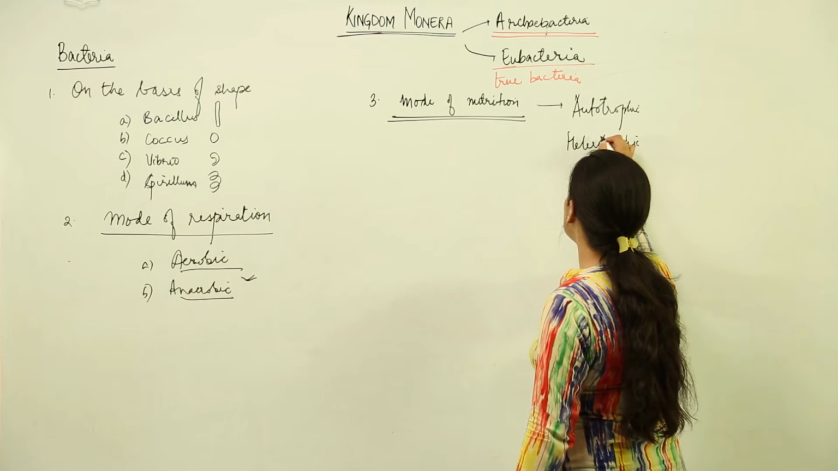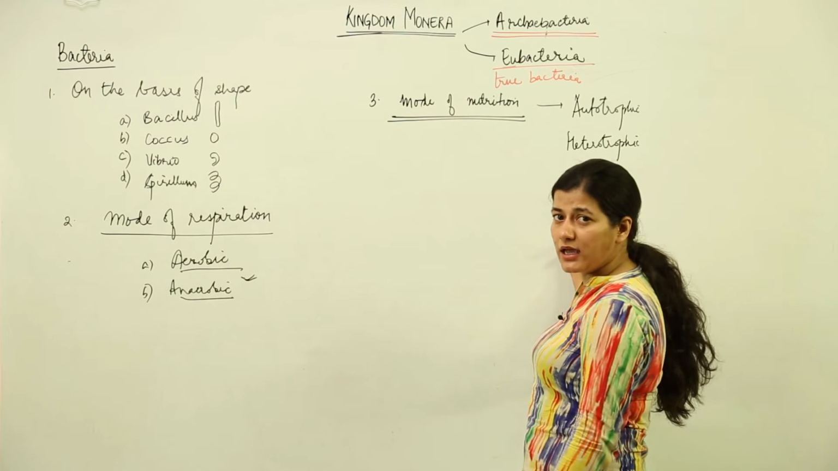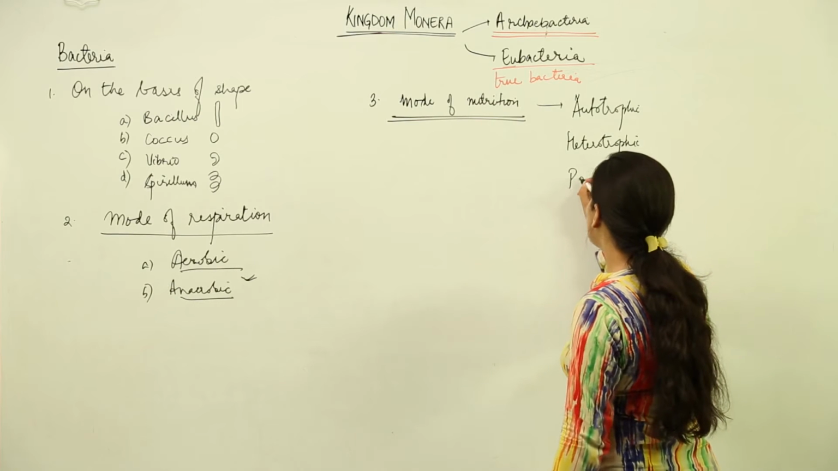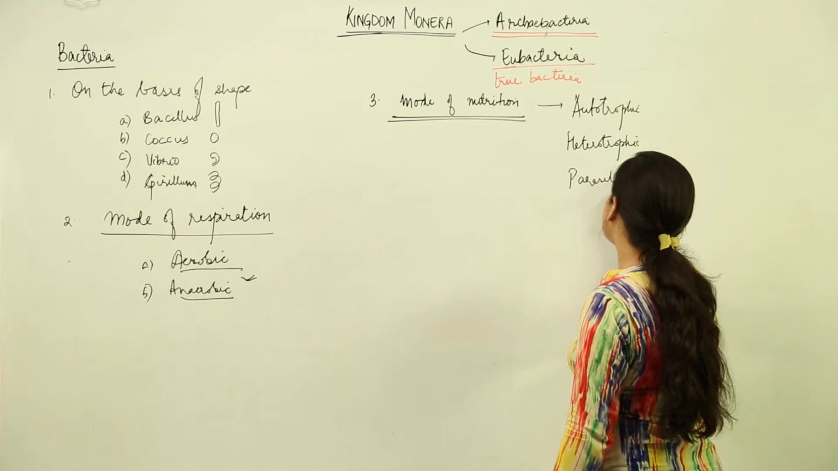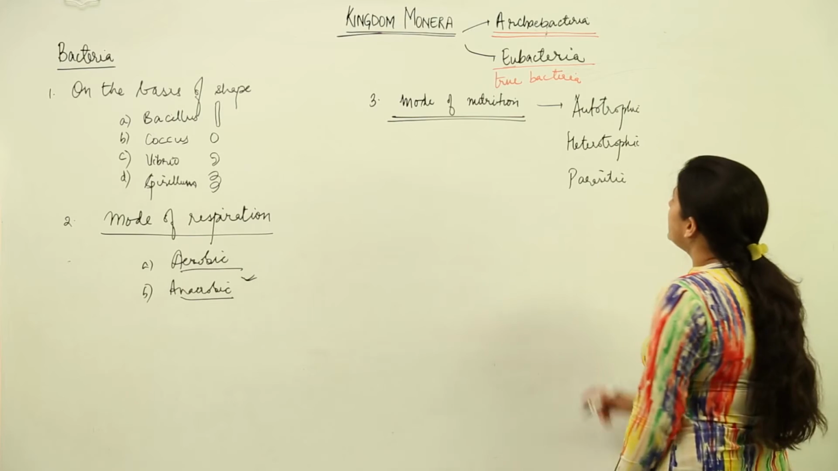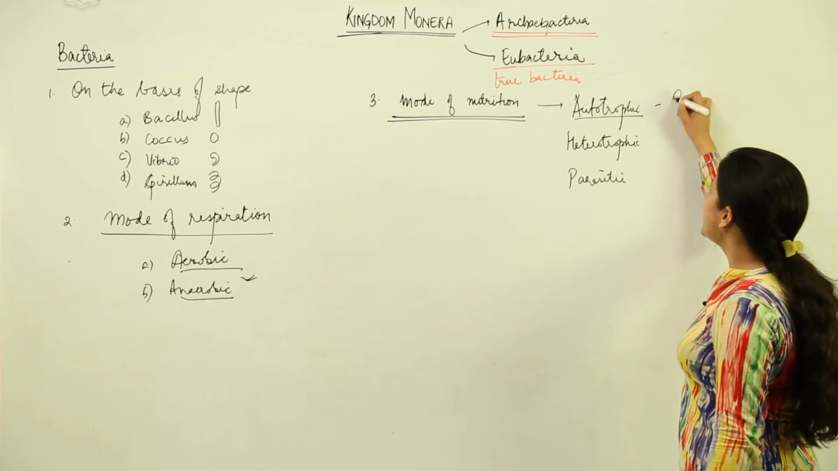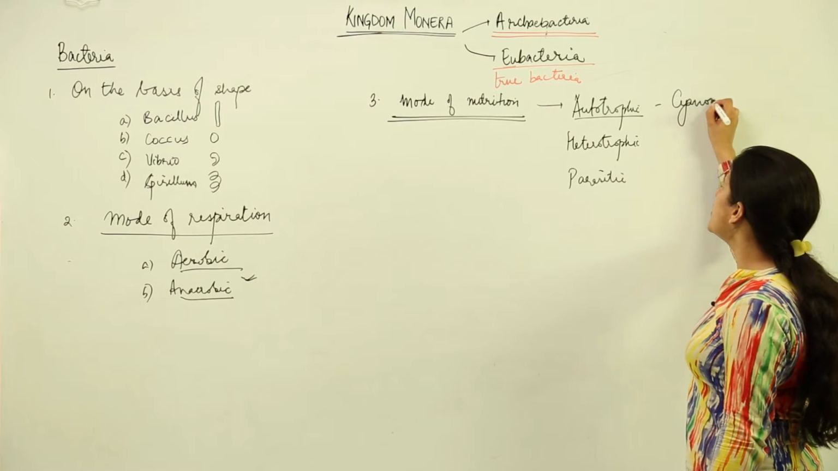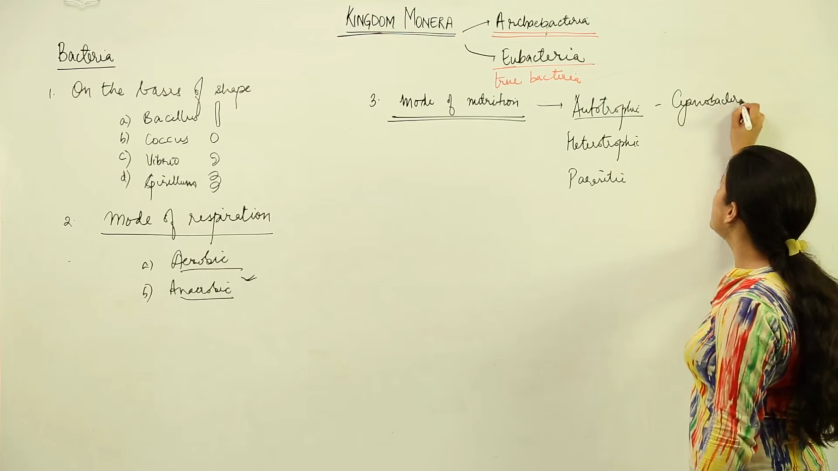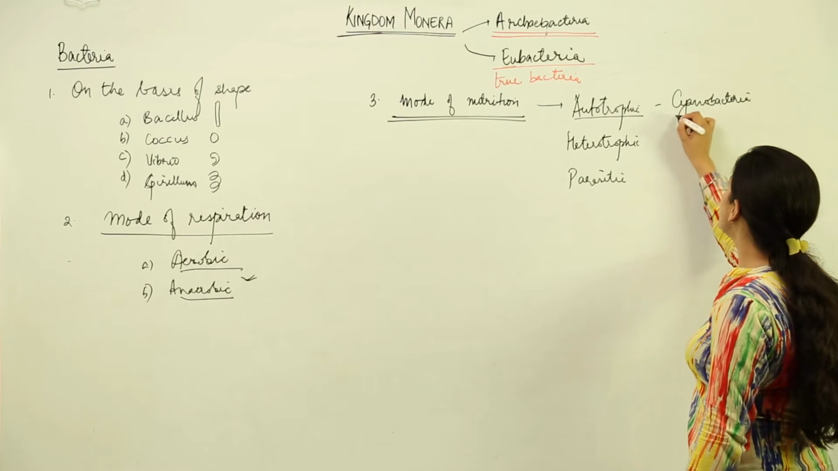And because we say that most of the bacteria cause diseases, so how can we skip parasitic? Okay. Now, in the case of autotrophic bacteria, we have eubacteria, cyanobacteria. Earlier it was known as blue-green algae, but later on it came out that it is a prokaryotic cell.